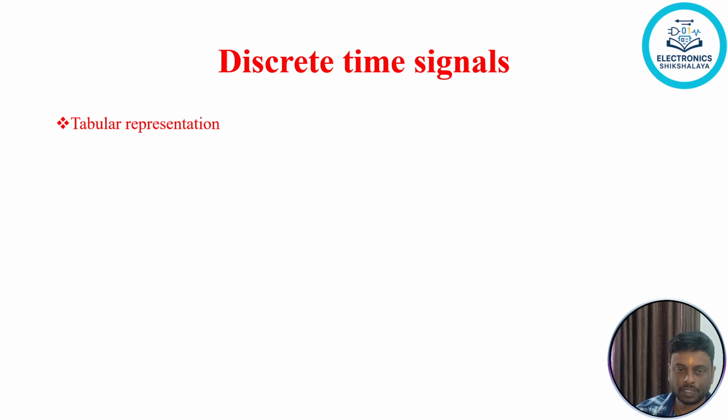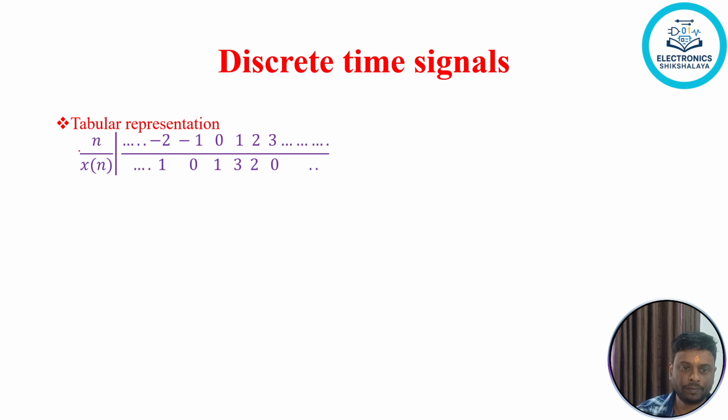Next we have the tabular representation of the discrete time signal. You can see these are the values of n, and the corresponding values of x of n are formed in the form of a table. So x of -2, the value is 1. x of -1, the value is 0. Likewise, what is x of 3? Equal to 0. So this is called the tabular representation of the discrete time signal.